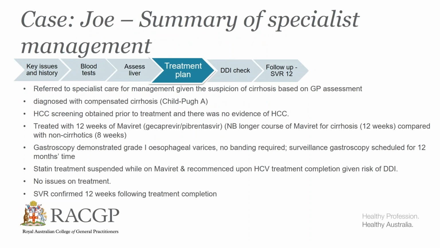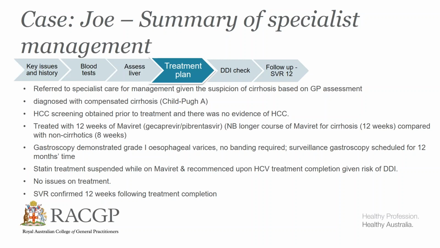So he was referred to specialist care given the finding of cirrhosis for ongoing management based on that assessment by the GP. He was diagnosed with compensated cirrhosis, so Child-Pugh A, so as you said, early cirrhosis. HCC screening obtained prior to treatment showed that there was no evidence of hepatocellular carcinoma, and that's a really important thing. So that was the alpha-fetoprotein and the ultrasound.